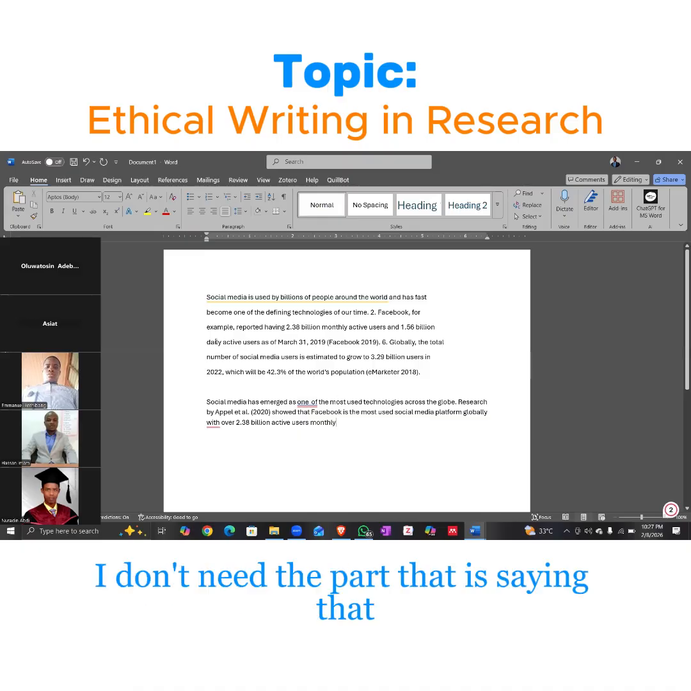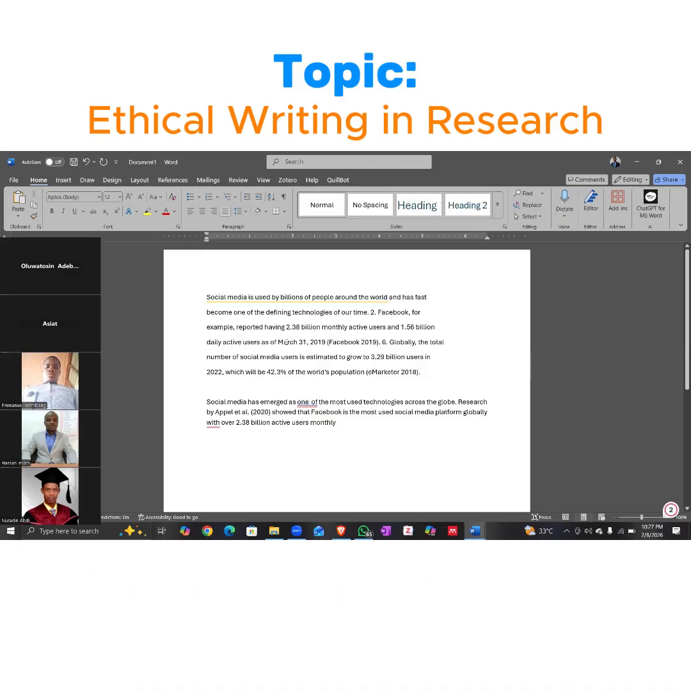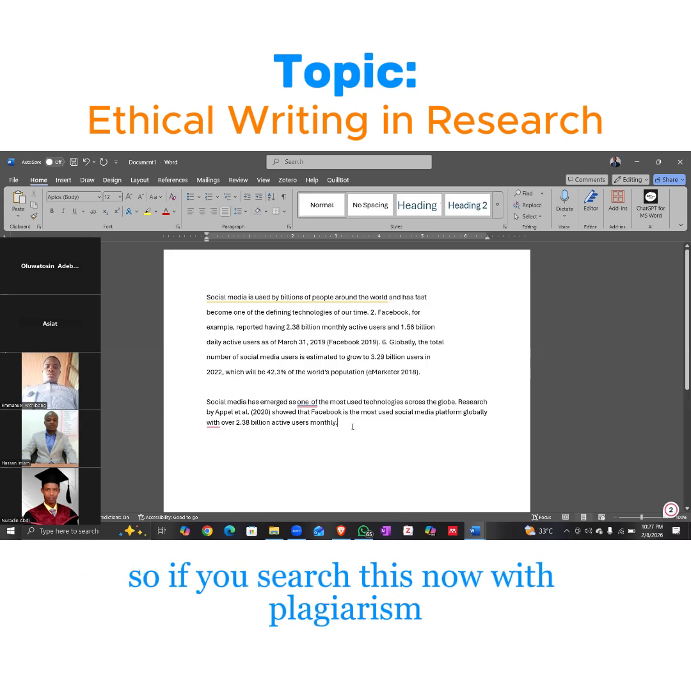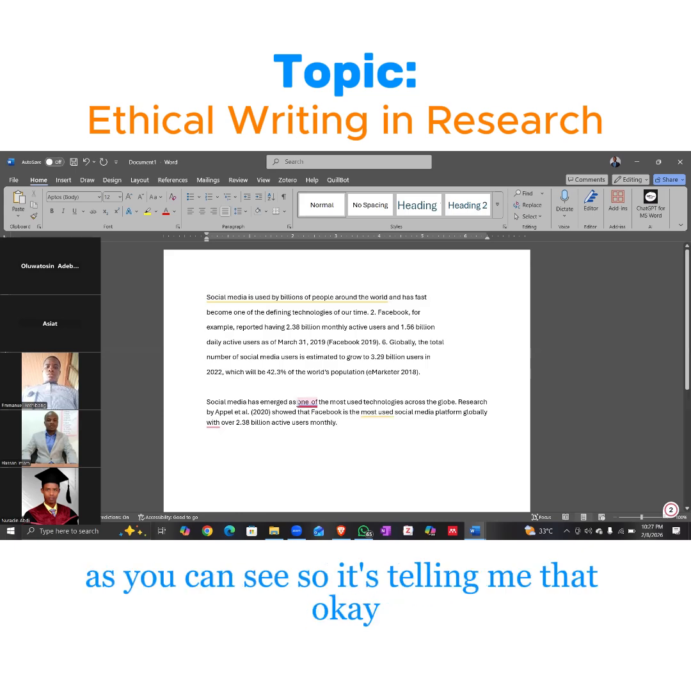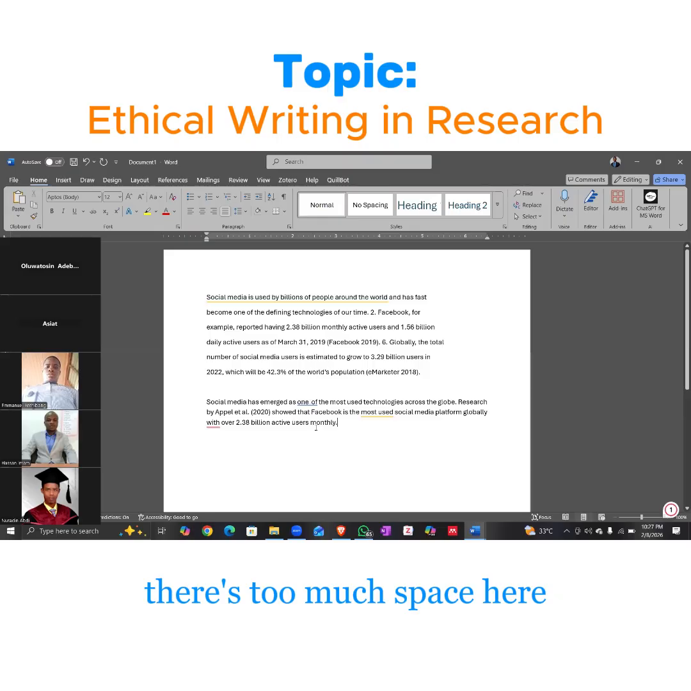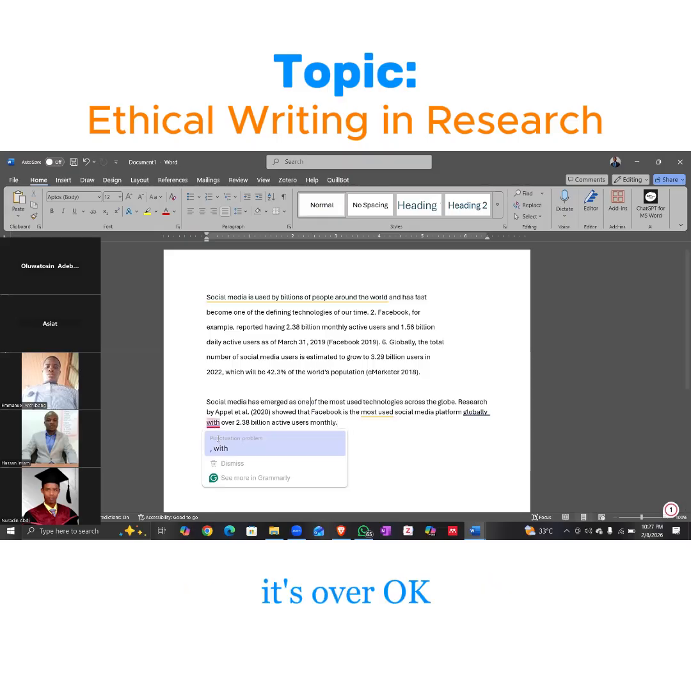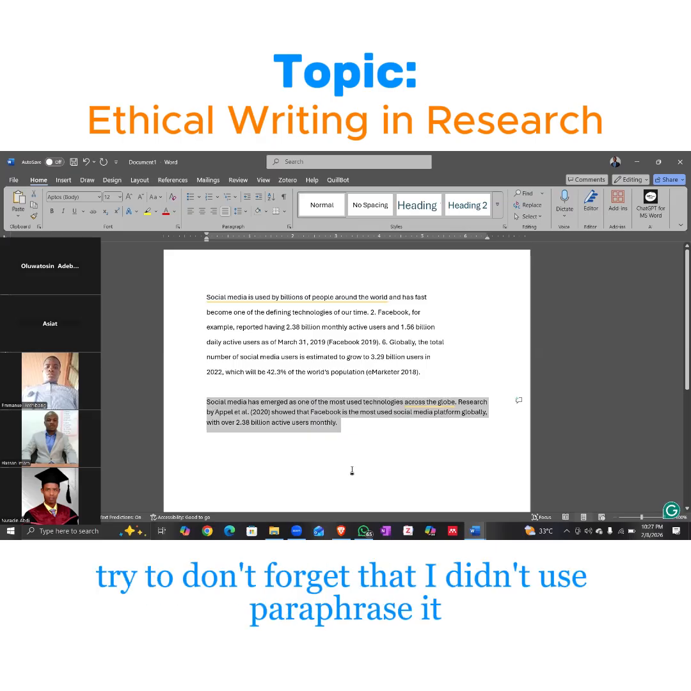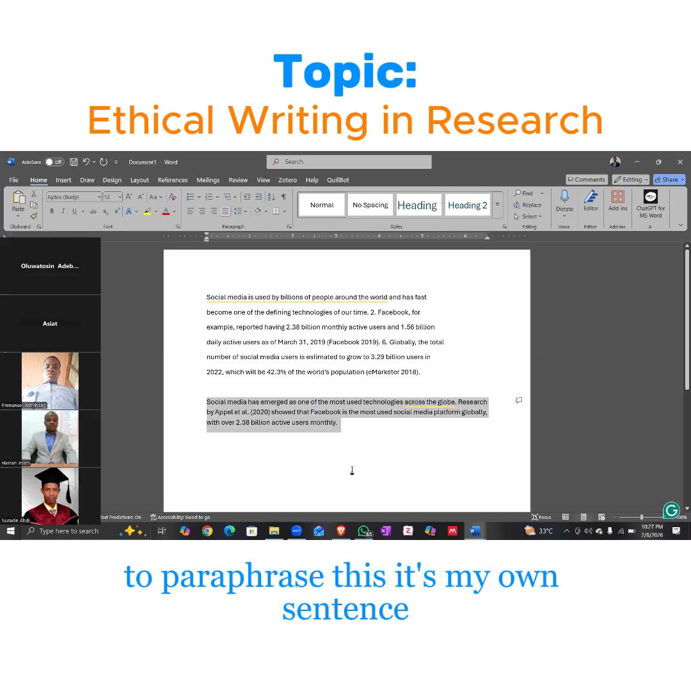I don't need the part that is saying daily active users and the likes. So full stop. This is the only thing I need from this paper. So if you search this now with the plagiarism checker, as you can see, there's too much space here. Okay, with over, there should be a comma there. If I copy this now and try it, don't forget that I didn't use a paraphraser to paraphrase this. It's my own sentence.